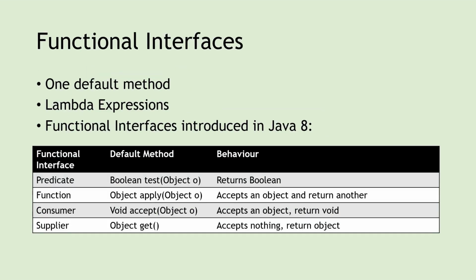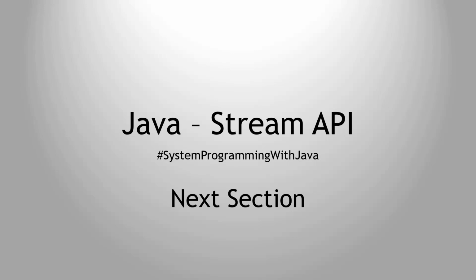The functional interfaces which were introduced in Java 8 are predicate, function, consumer, and supplier. I'll do a deep dive into each of these functional interfaces, but for now you can understand that there's a default method, and what they accept and what they return in terms of the function signature. Okay, so let's start then.